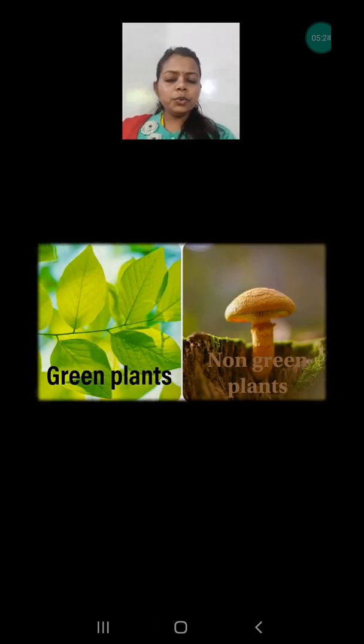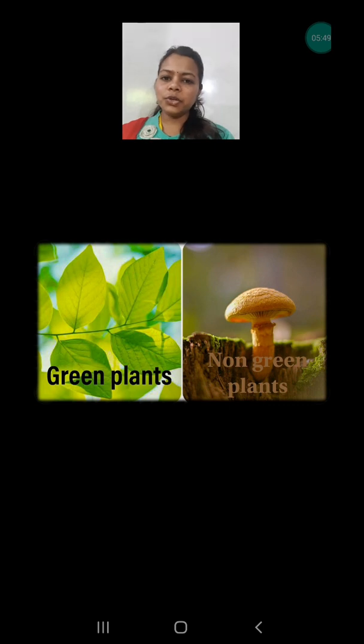Now come to the types of plants. There are different types of plants. Some plants look green, whereas some plants look non-green. What are the examples of non-green plants? Molds, dodder plant, mushroom, okay, all the insectivorous plants, these are non-green plants. Why? Because they don't contain chlorophyll.